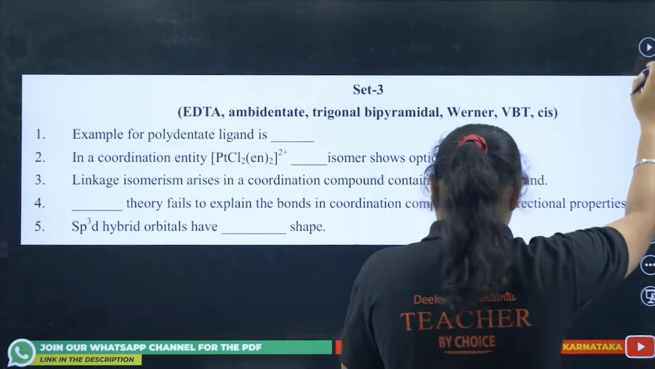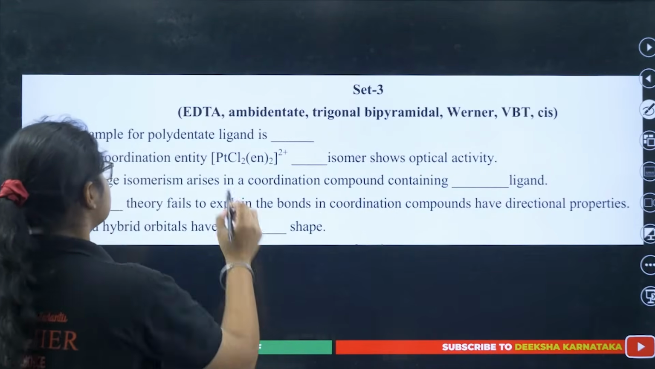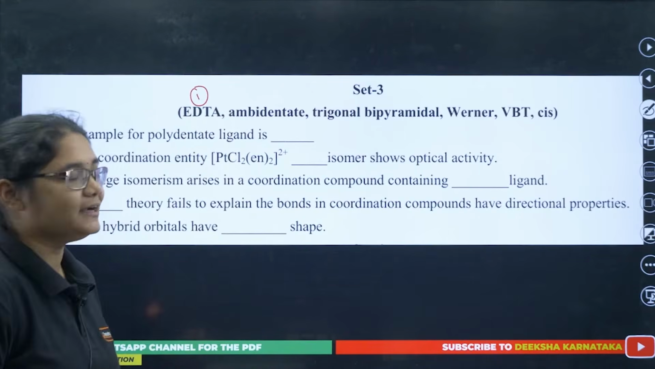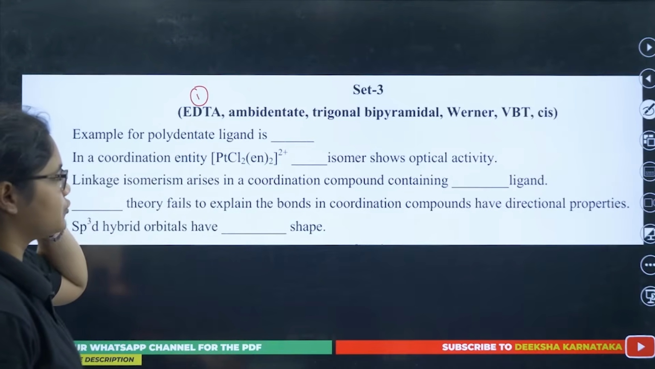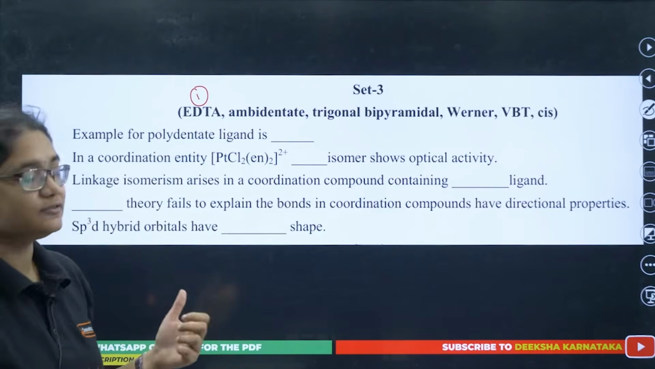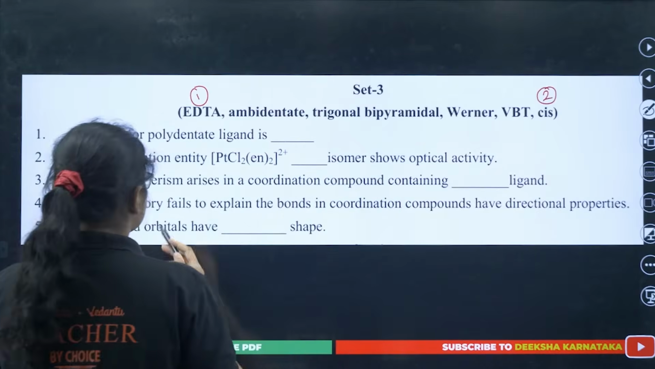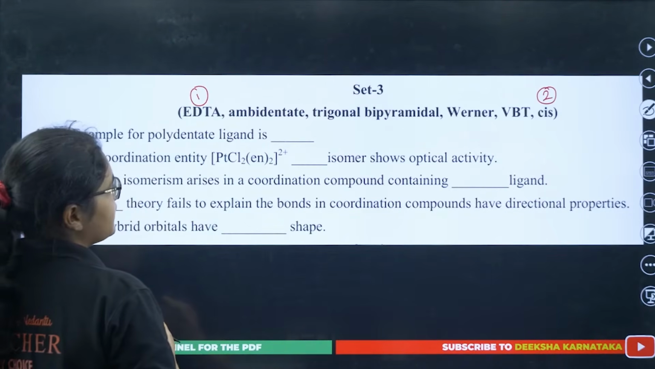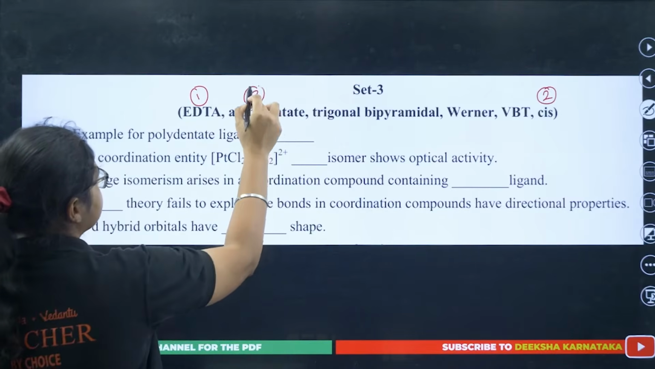Now moving to set 3. An example of a polydentate ligand is EDTA. Okay, it is a hexadentate ligand. In a coordination entity like this, the cis isomer shows the optical activity. Next, linkage isomerism arises in a coordination compound containing an ambidentate ligand.